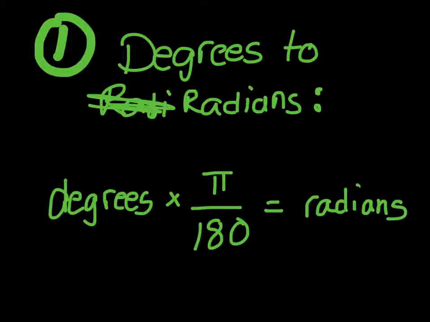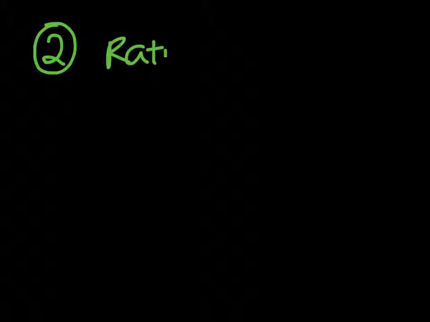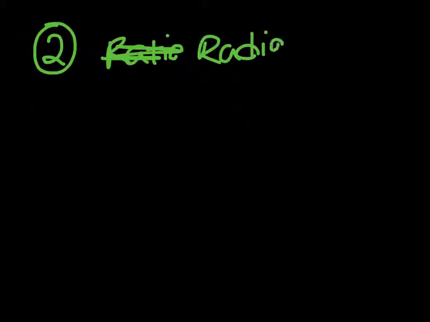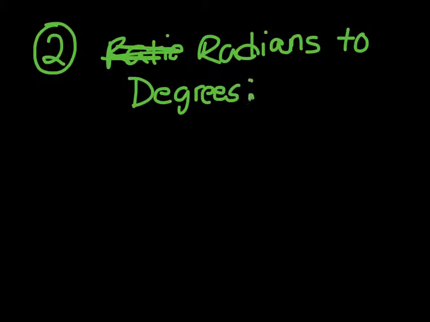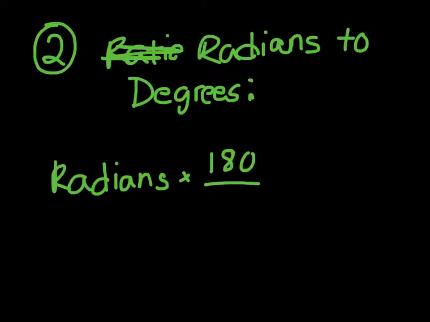Our second rule for this topic is rule number 2. To go from radians to degrees, you want to take your radian value times 180 over pi, and this gives you degrees.